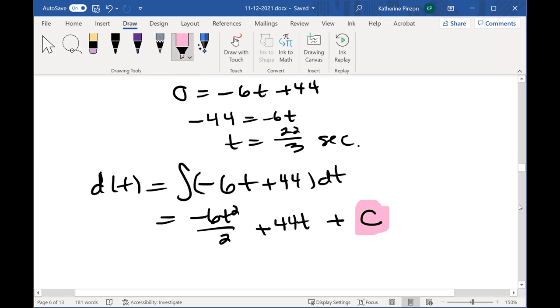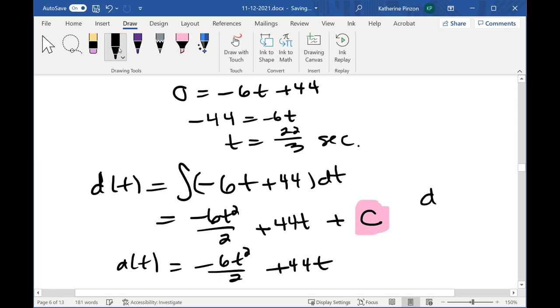So if my distance at the beginning is 0, then this constant here, I'm just going to make it 0. So I'm just going to use this distance formula. D of t is negative 6 t squared over 2 plus 44t. So I'm going to say my distance at time 0 is 0. Wherever I am, that's my starting marker. I start at this marker. I know how fast I'm going. I haven't gone anywhere yet. And I know what my acceleration is, my deceleration.